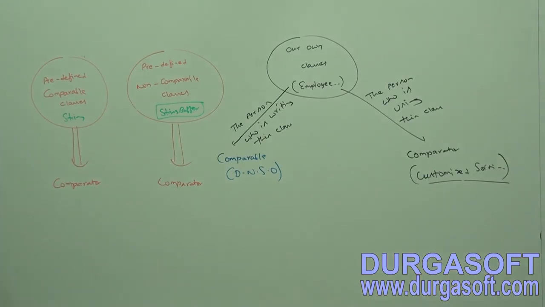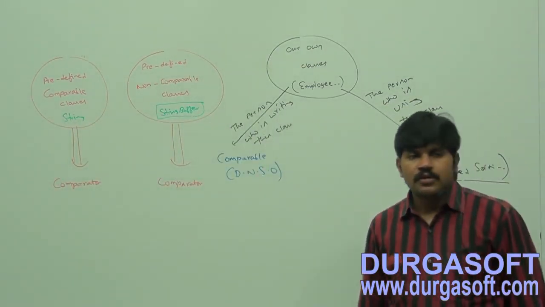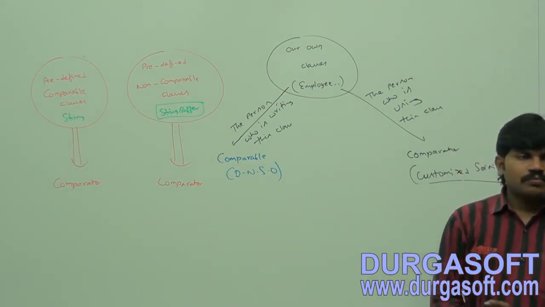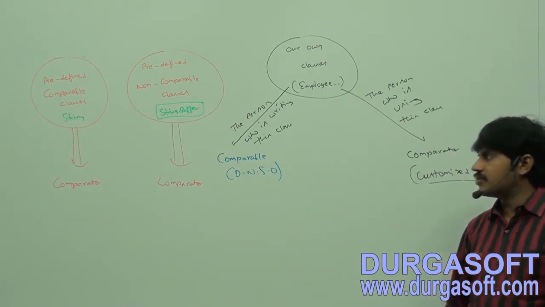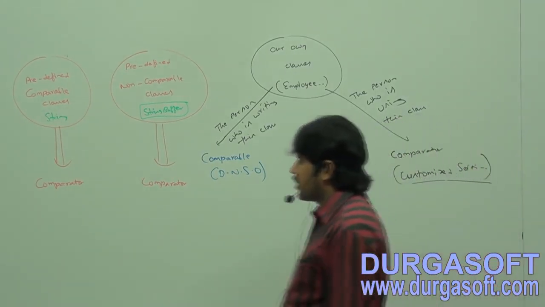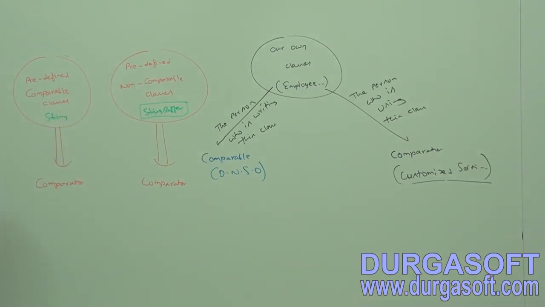There are 3 categories: predefined classes and our own classes. For our own classes, if you want, you can go for Comparable; if we want, we can go for Comparator. But predefined classes, we can't change. If you are not satisfied with the default natural sorting order, or if the default natural sorting order is not already available, only one option: we should go for Comparator.